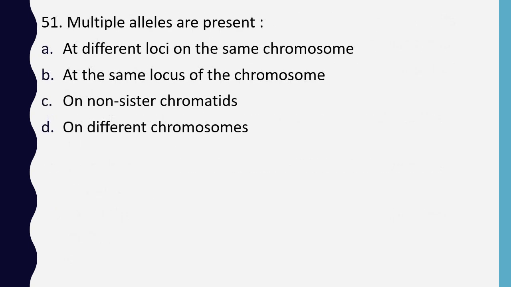Question number 51. Multiple alleles are present: option A, at different loci on the same chromosome; at the same locus of the chromosome; on non-sister chromatids; on different chromosomes. Multiple alleles are present. The correct answer is option B, at the same locus of the chromosome.